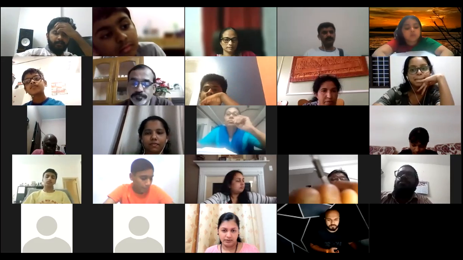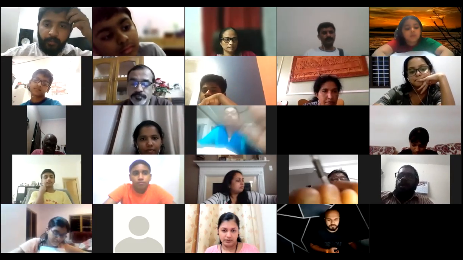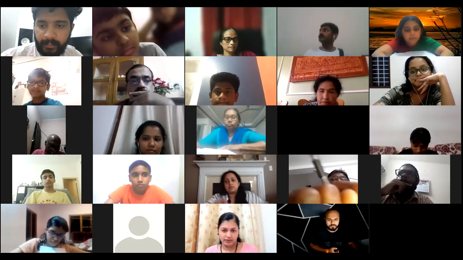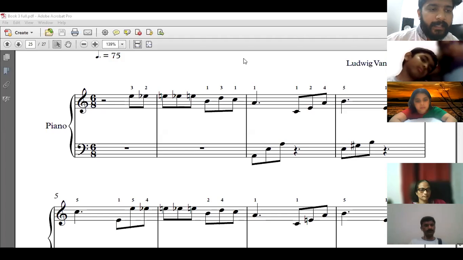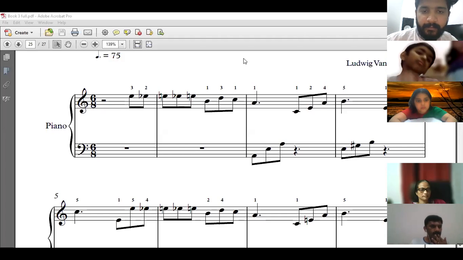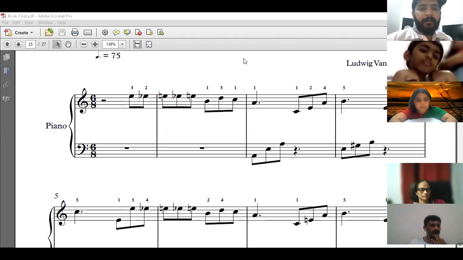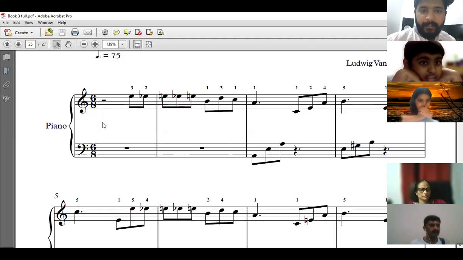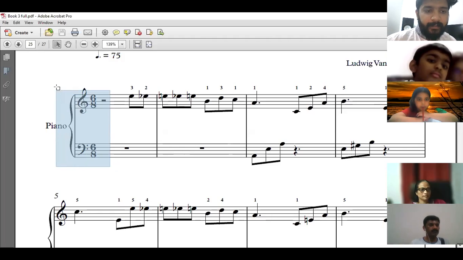Okay, so let's do the assignment for the next week. Just start with the assignment for next week. We will have a lot of sharps and flats in the next week's assignment. Here, what is the key signature? There is no key signature, right? There are no sharps, no flats, right?